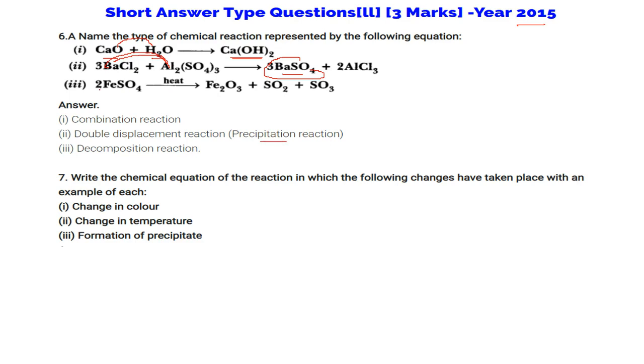FeSO4, now this is only one compound and there are 3 compounds on the right hand side. That means because of heat, this has decomposed. Therefore this is a decomposition reaction.